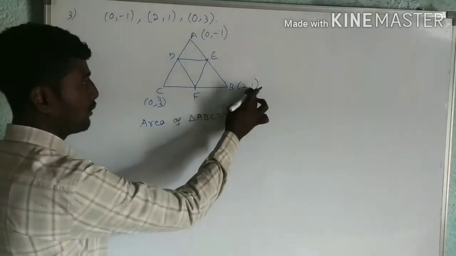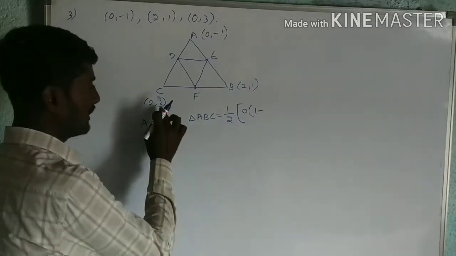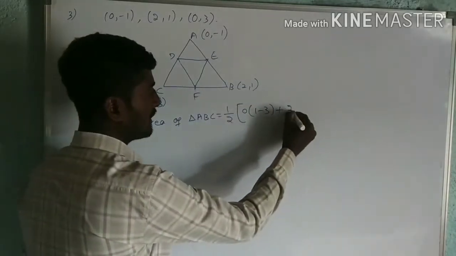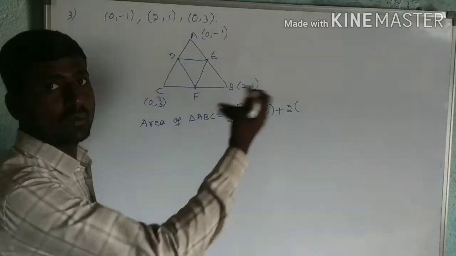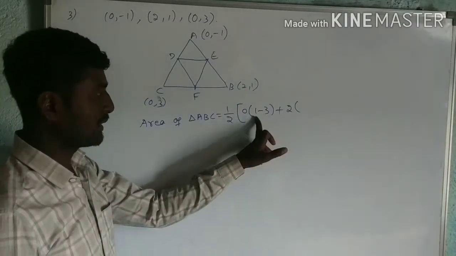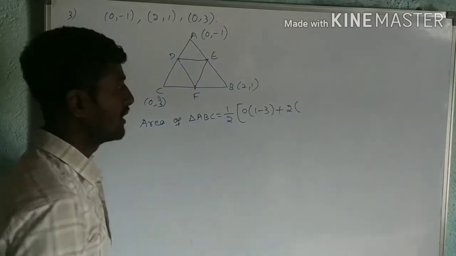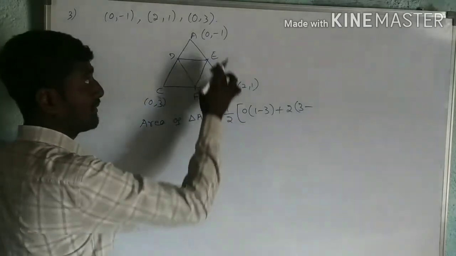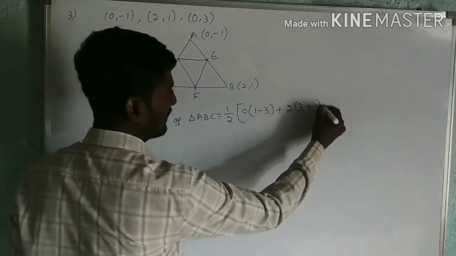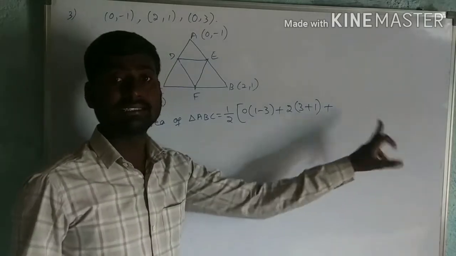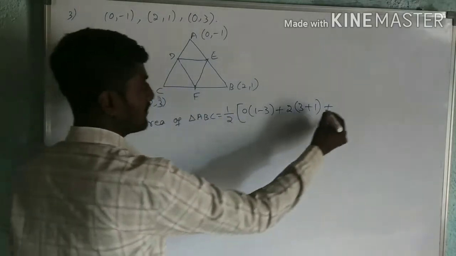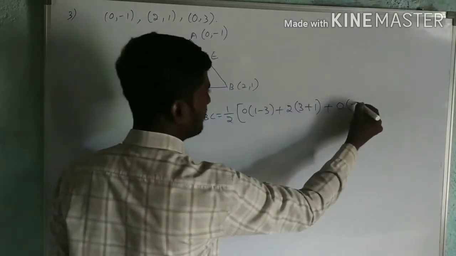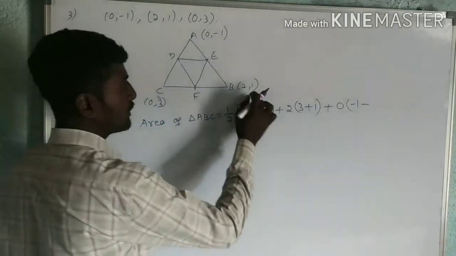So y2 is here 1 minus y3 is here 3, plus x2 is here 2 into y3 minus y1. y3 is here 3 minus y1 is here minus 1, minus into minus plus 1. Plus now x3. So x3 is here 0 into y1 minus y2. So y1 is here minus 1 minus y2 is here 1.